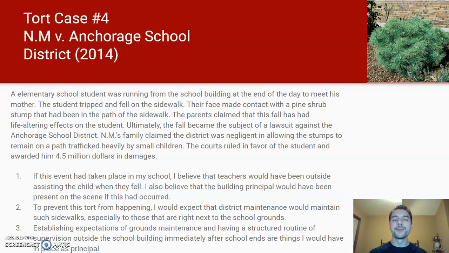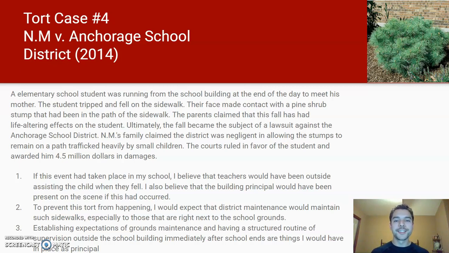But what had happened was there was an elementary school-age student who was running outside of the school building at the end of the school day, and they had tripped on the sidewalk right outside the school, and there happened to be a pine bush. I got a picture right there if you don't know what a pine bush is. It was kind of like a trimmed down pine bush. The student actually propelled themselves into this pine bush.